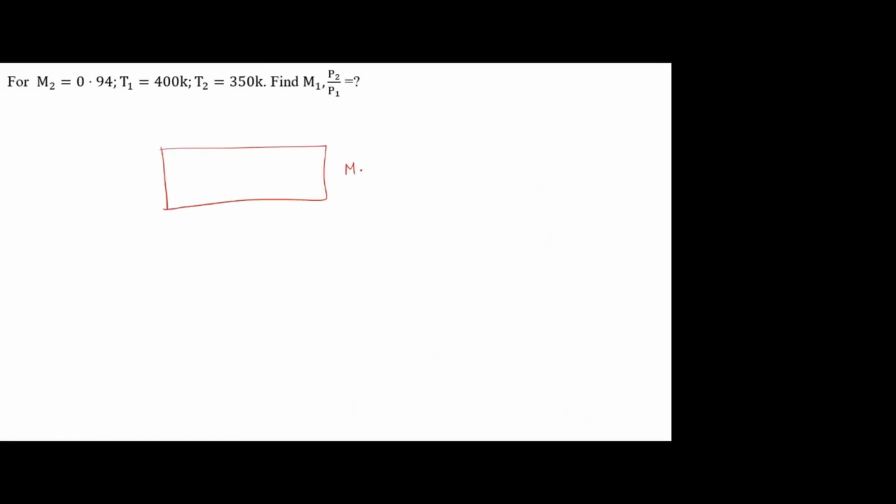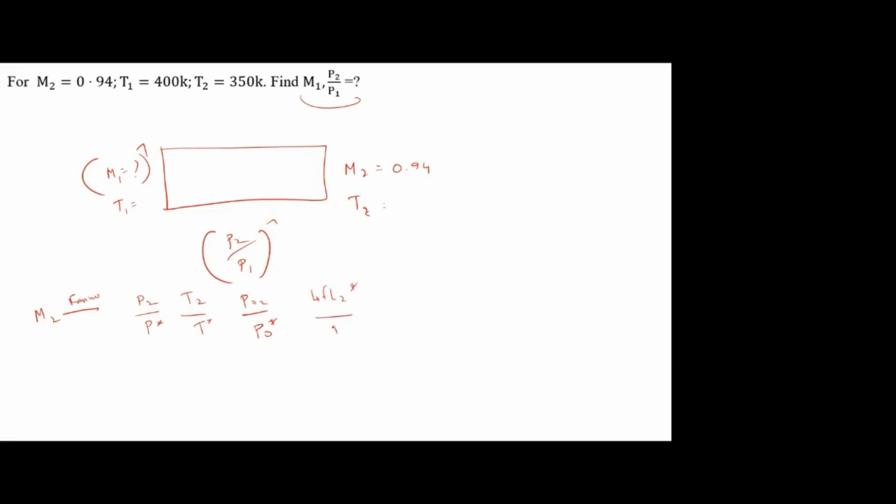So here they have given M2, that is 0.94. M1 is unknown. T1 is given. T2 is given. So you have to find P2 by P1. So these two values you have to find here. So you can find maybe P2 by P star, T2 by T star, P02 by P0 star, then 4fL2 star by D, right? Even rho2 by rho star, everything you can find.